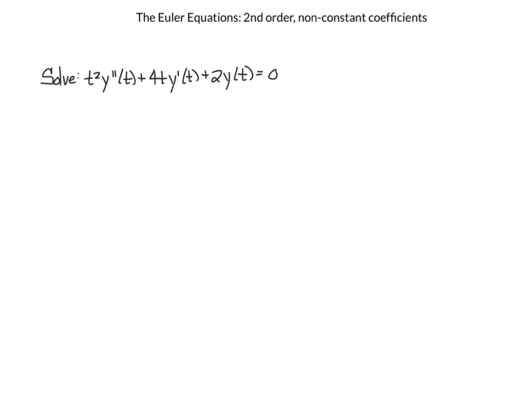In this video, we are going to look at the Euler equations used to solve second-order differential equations that have non-constant coefficients. To motivate the discussion, I will ask you to consider solving the problem t squared y double prime of t plus 4t y prime of t plus 2y(t) equals 0. Take like 10 seconds. Think about how you would start approaching this problem.